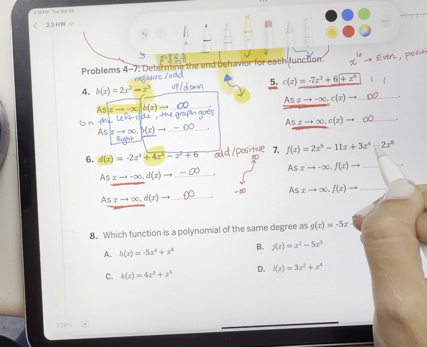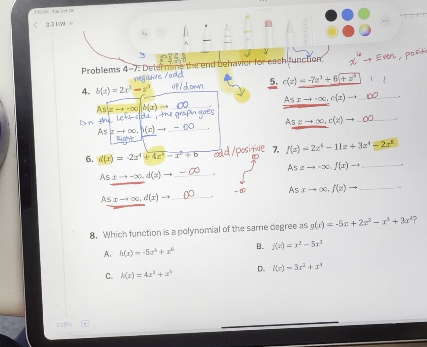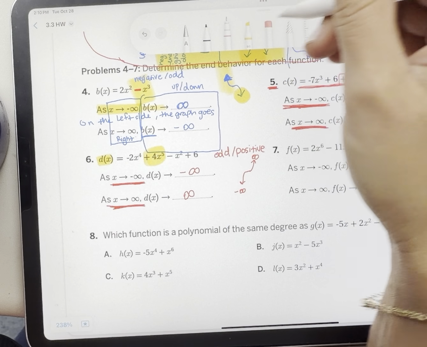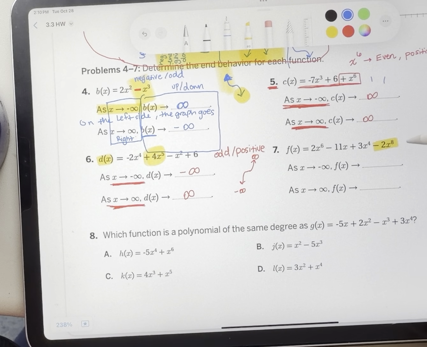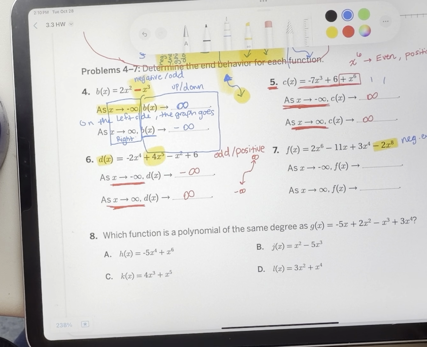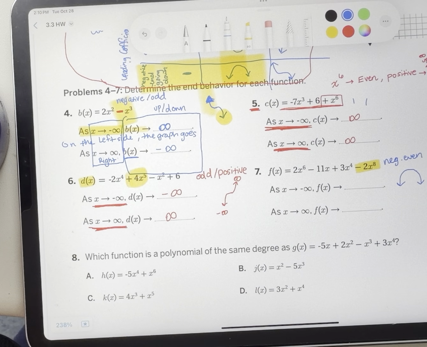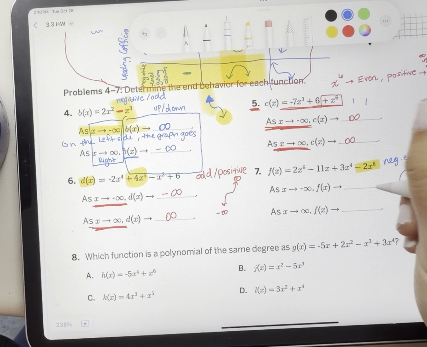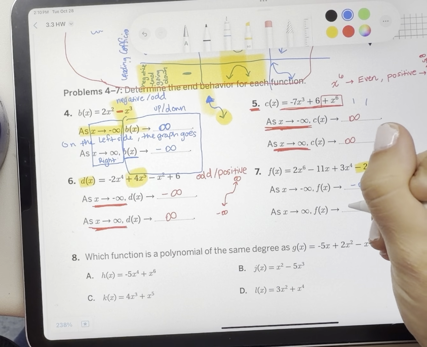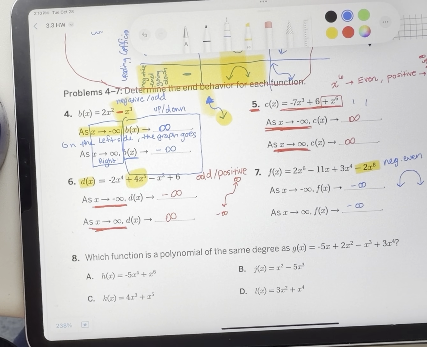My biggest term, calling all the shots, is negative 2x to the 8th. This is a negative, even. The negative means that I end down, and even means I start the same way. So it's down and down. So it's negative infinity and negative infinity. It doesn't matter left or right.